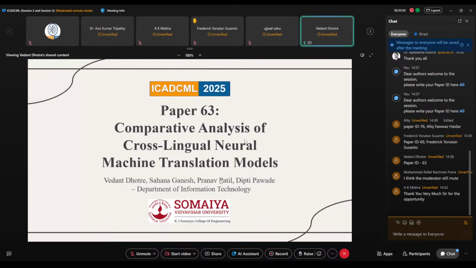Thank you, sir. A very good afternoon to everyone present here. I am Vedant Dotre with the Department of Information Technology of Somaiya Vidyavihar University, K J Somaiya College of Engineering. I am the first author for this paper, along with Sahana Ganesh, Pranav Patil, and Deepti Paude. Our research, titled Comparative Analysis of Cross-Lingual Neural Machine Translation Models, is essentially a comparison between the different neural machine translation models that are present in today's world.